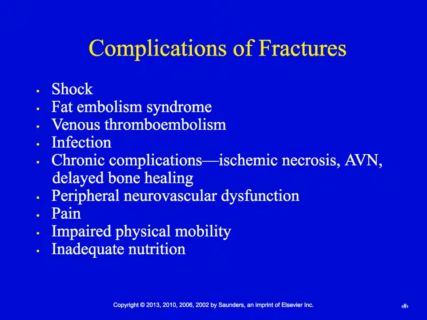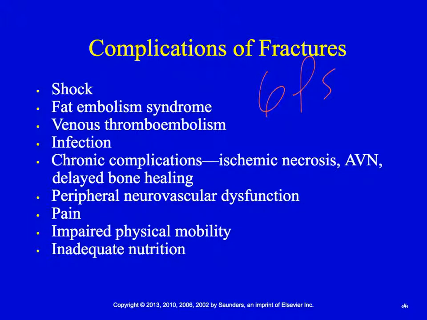Chronic complications that occur are the ischemic necrosis, delayed bone healing, and avascular necrosis. So just make sure that we monitor, again, like I said many times, the circulation of a patient who has had a fracture or any kind of injury or surgery. You want to monitor the affected extremity for color, warmth, and remember the 6 P's.